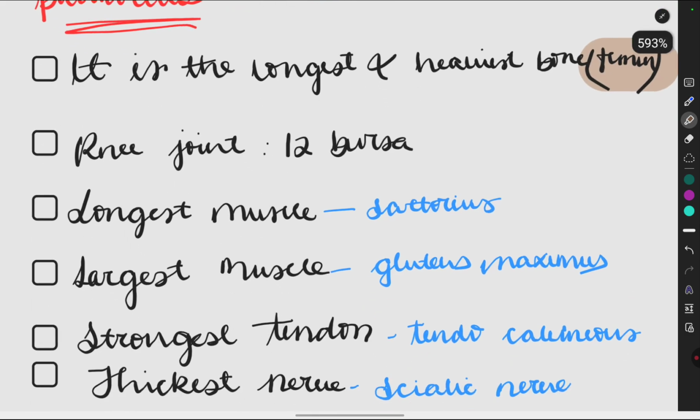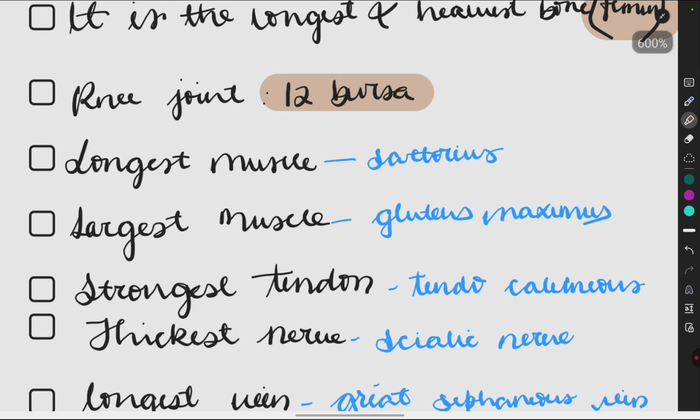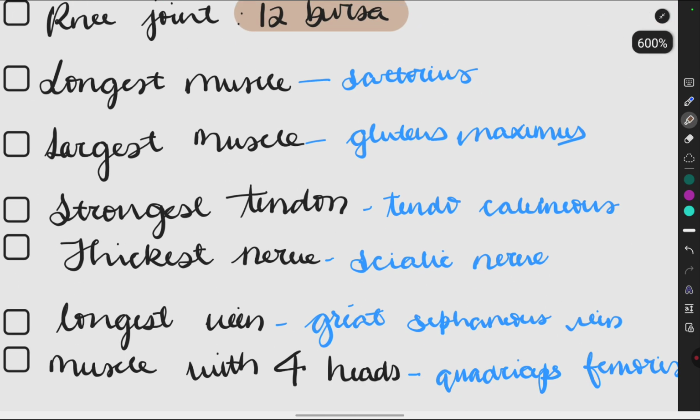Knee joint is very complex. The knee joint contains 12 bursae, so it is a very complex joint. And the longest muscle that lies in the lower limb is the sartorius muscle. And then the largest muscle, this is the longest muscle. Make sure you don't get confused between the longest muscle and the largest muscle.